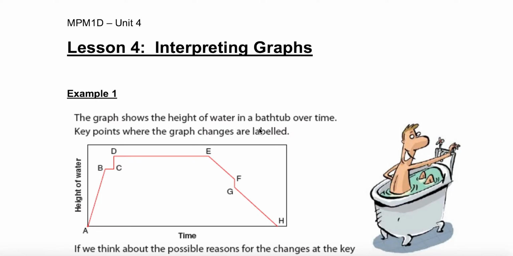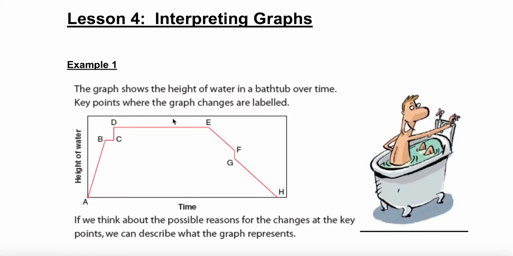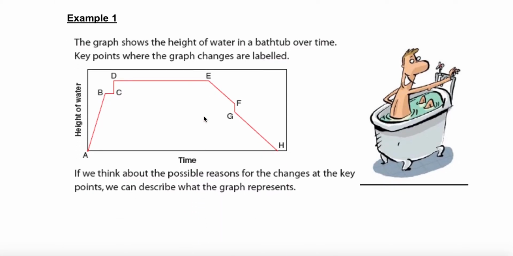Lesson 4 is on interpreting graphs. This is kind of a fun one. So I found this example, and this graph is actually not the greatest graph, and I'll explain why. What we see here is the height of water in a bathtub, and this is time.